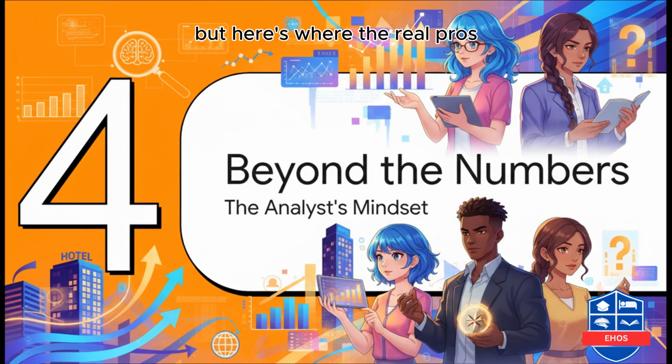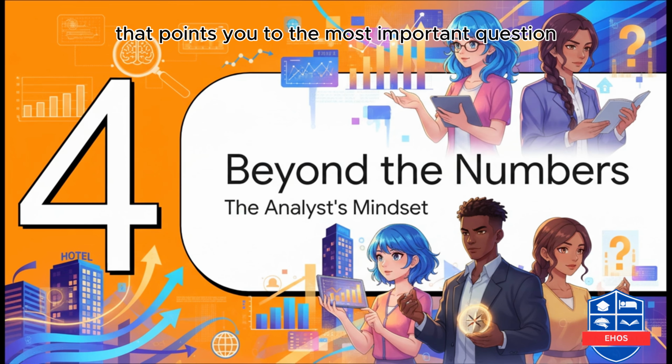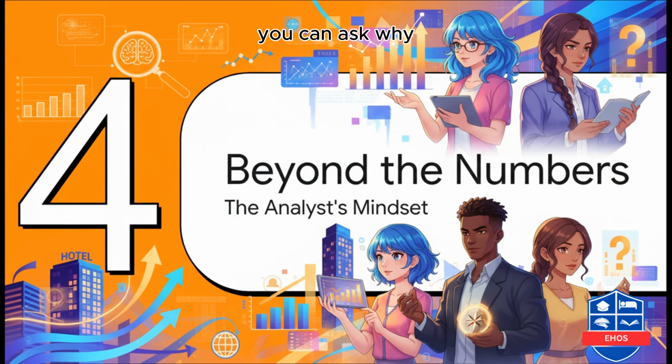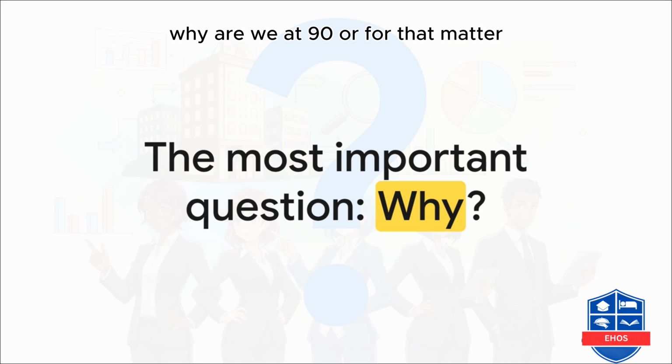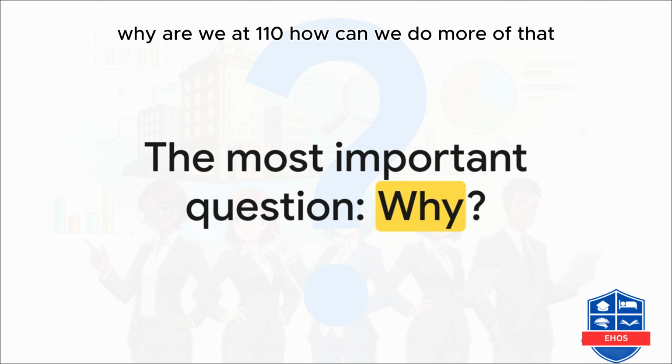But here's where the real pros separate themselves from the amateurs. That index number, whether it's 90 or 110, that's not the end of the story. It's actually just the beginning. It's the clue that points you to the most important question you can ask. Why? That's it. This one simple word is the most powerful tool you have. Why are we at 90? Or for that matter, why are we at 110? How can we do more of that?